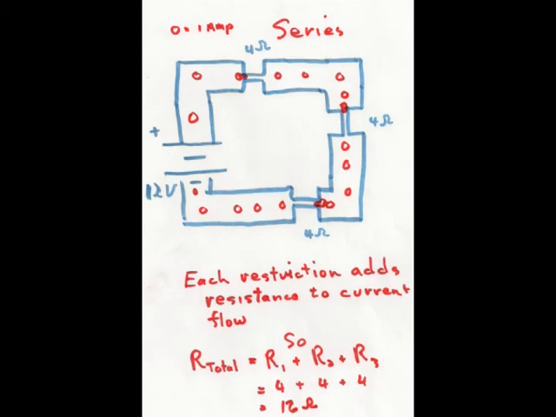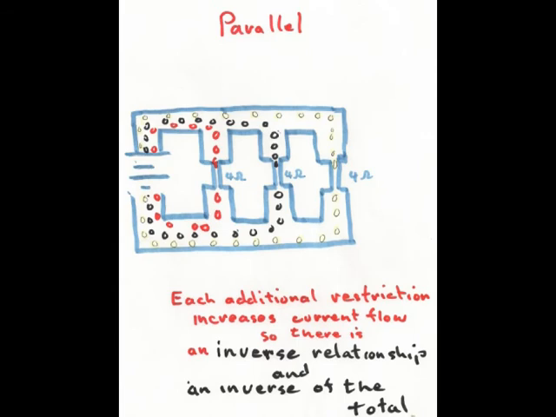You can see the resistances in this just add up. The more restriction you put in the way of the flow, because each amp has to go through each restrictor, they just add up. It's a very simple relationship. So the total resistance is just an addition of all the resistances in the circuit. But a parallel circuit's different.